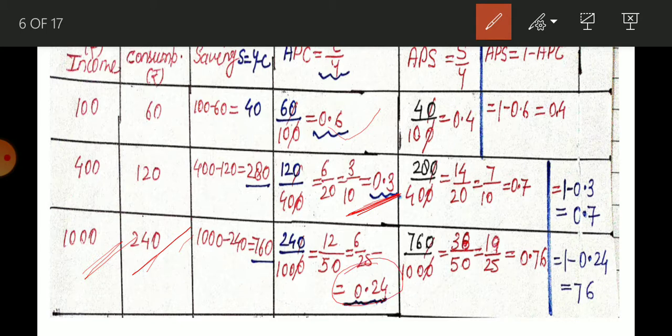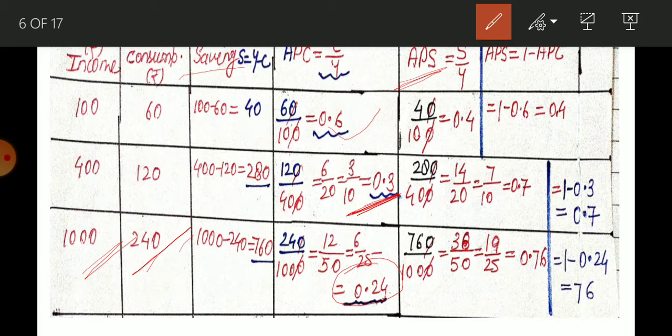Now the question is to find out APS. Okay student, for APS, what is the equation of average propensity to save? Saving upon income. Saving is divided by income. Saving is not given in the question, so first of all we need to find out saving. So how are we going to calculate saving?